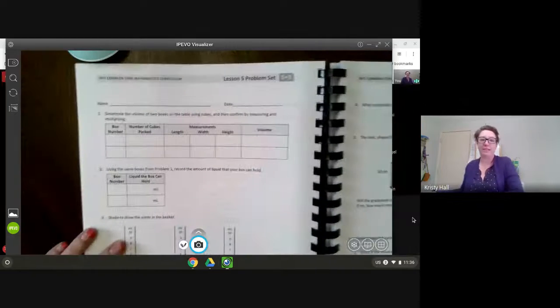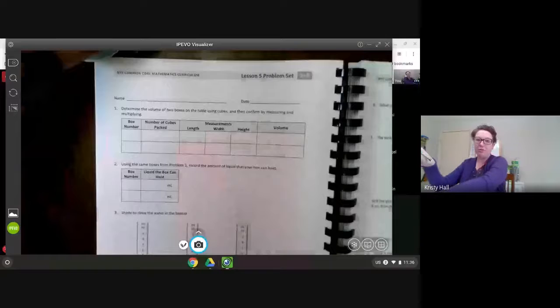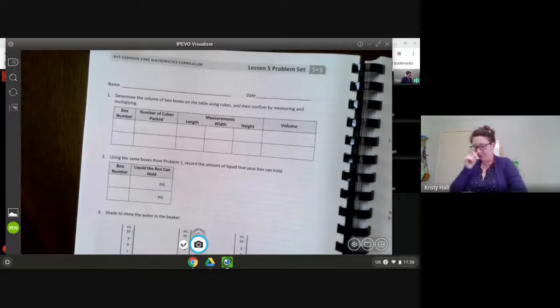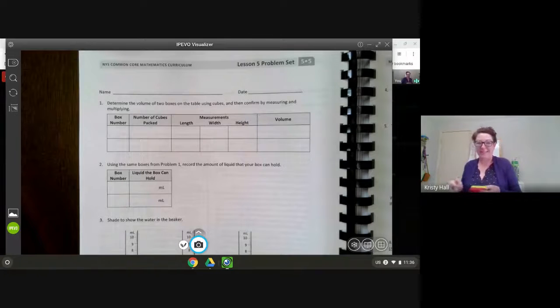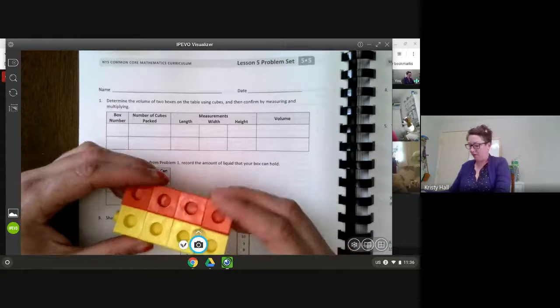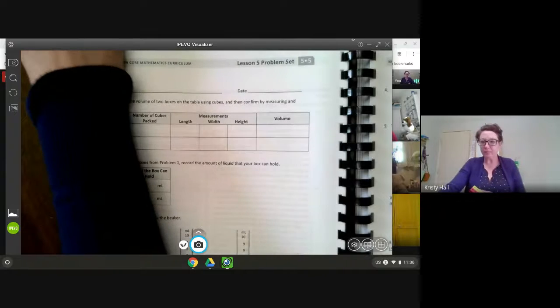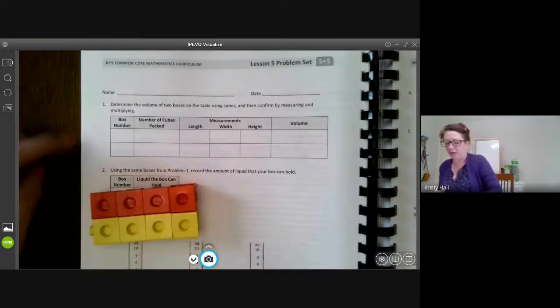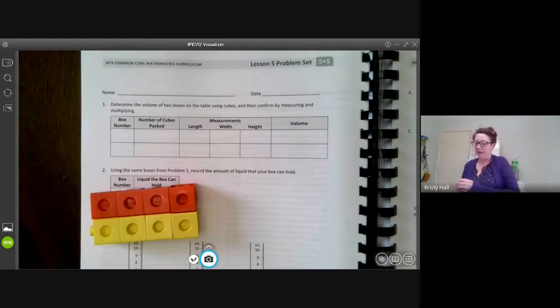Okay, so module 5, lesson 5. Today we're going to be talking about volume, and we're also going to relate that to, instead of just thinking about boxes packed together to create a box, thinking about volume as also filling something up, like liquid volume. So let's start off with number 1 here. It says, determine the volume of 2 boxes on the table using cubes, and then confirm by measuring and multiplying.